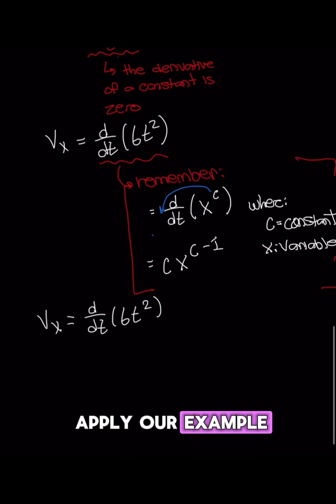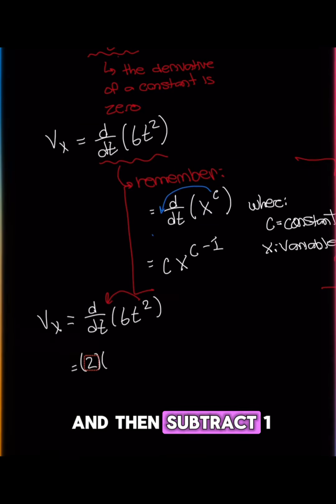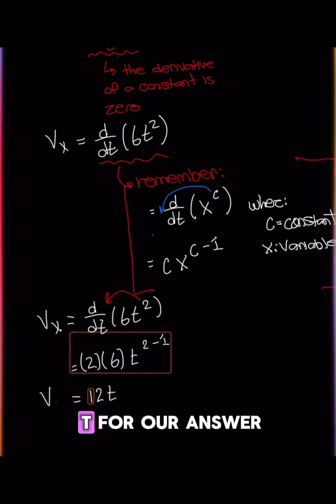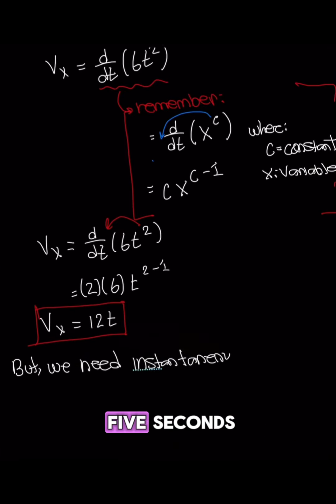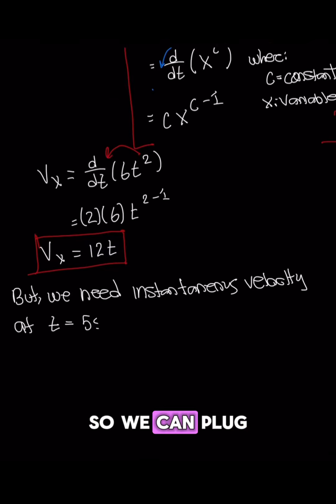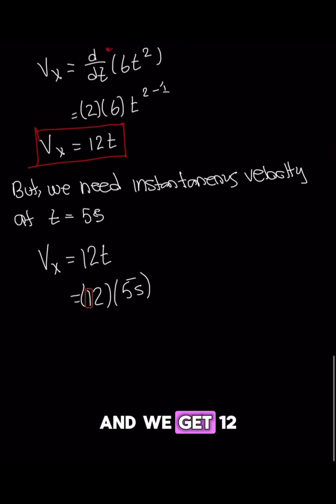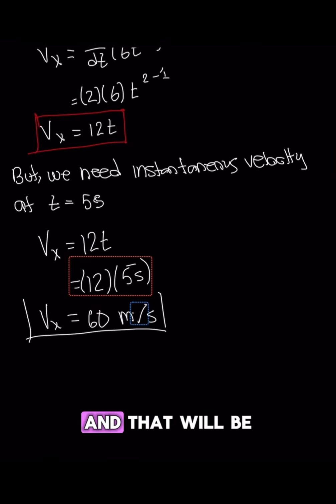So now we can apply this to our example. So we have to bring the 2 down and then subtract 1 from 2. So we'll get 12t for our answer. But we're not actually done yet. We have to find the instantaneous velocity at 5 seconds. This is just the general equation. So we can plug 5 seconds in for t, and we get 12 times 5 equal to 60 meters per second, and that will be our answer.